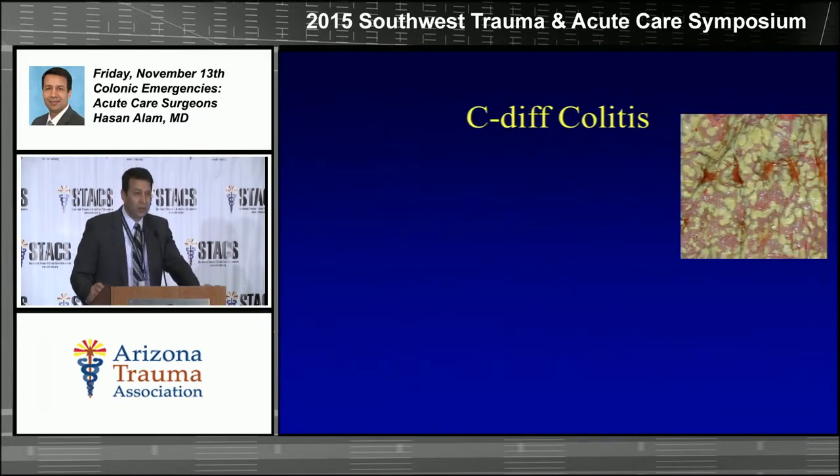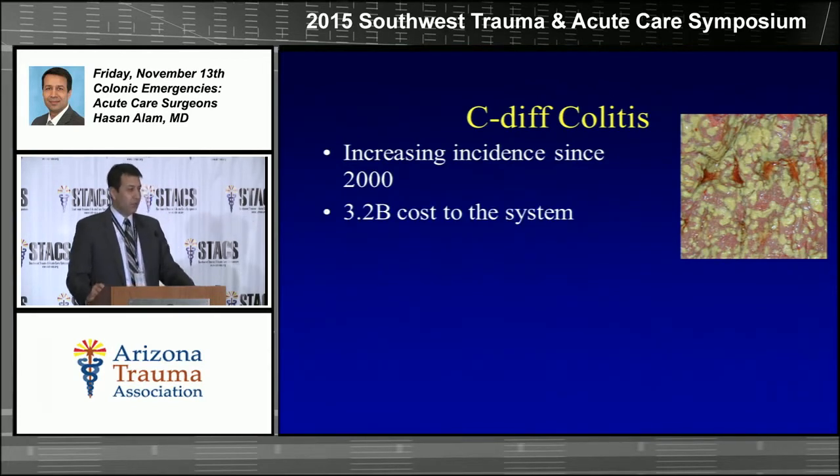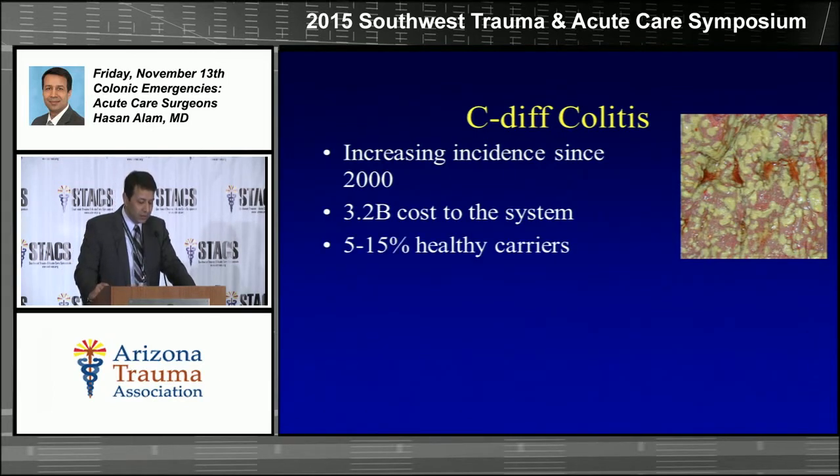So let's start with C-diff colitis. You guys all know about it. We have a lot of nurses here. We have a lot of surgeons here. You all see it in your hospital. 15 years ago, it was a rare thing. Now it's rampant. Every hospital has C-diff. It's a huge healthcare cost, more than $3 billion to the healthcare industry.